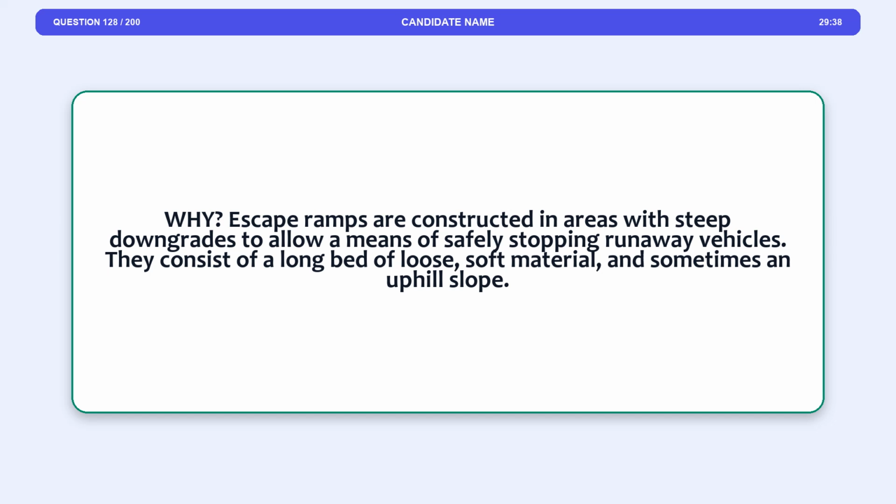Explanation. Escape ramps are constructed in areas with steep downgrades to allow a means of safely stopping runaway vehicles. They consist of a long bed of loose, soft material and sometimes an uphill slope.